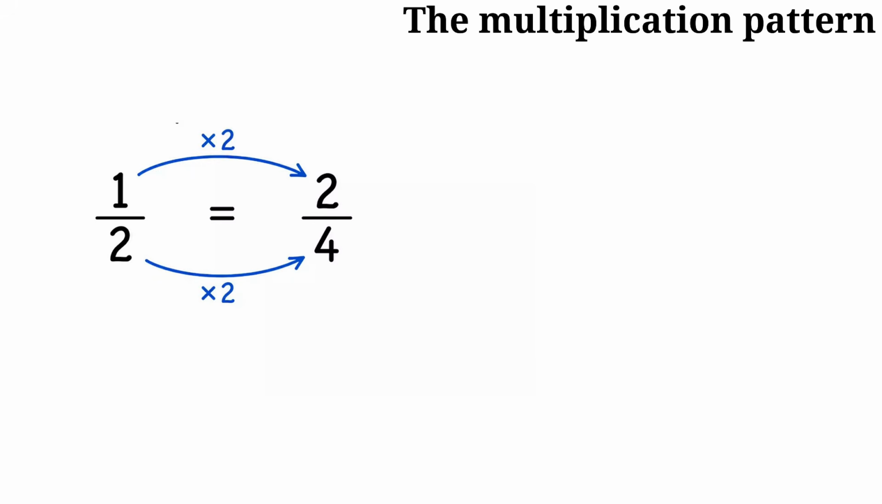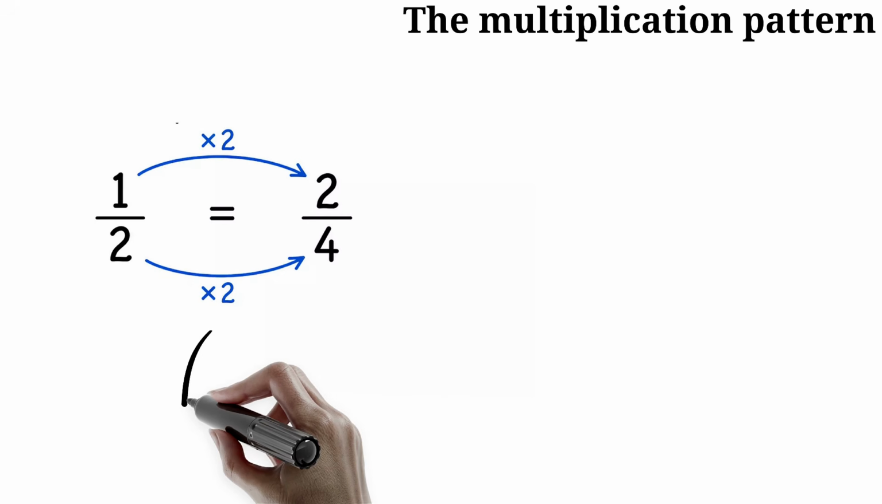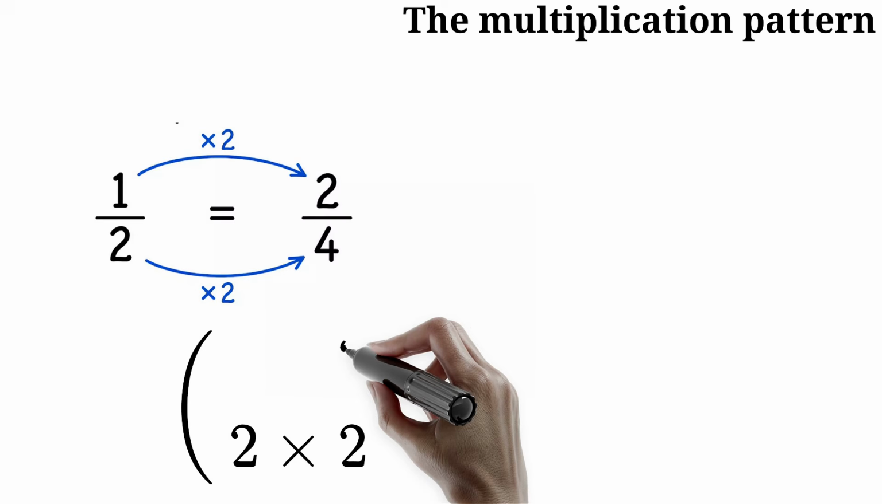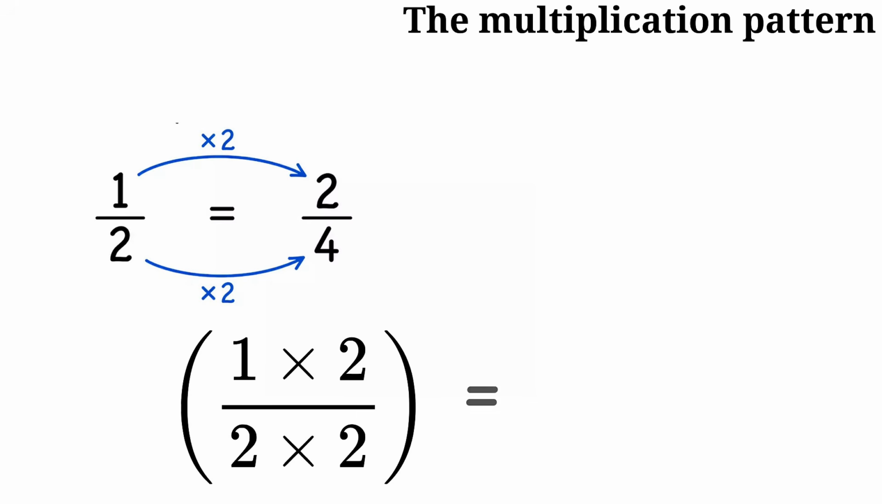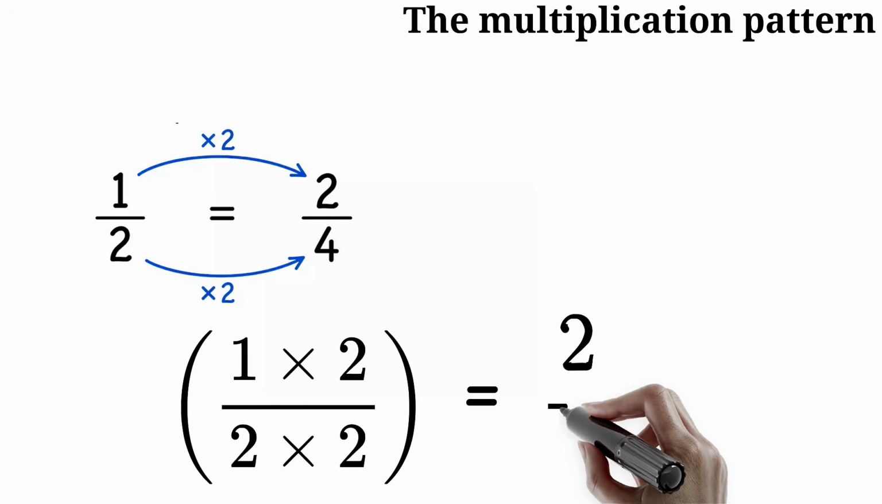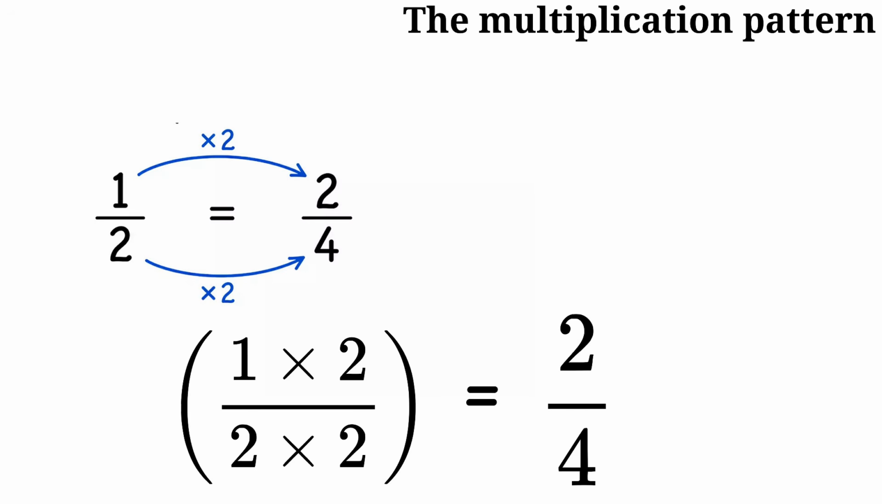Now let's look for a numerical pattern. To change 1/2 into 2/4, we multiply the numerator by 2. 1 times 2 equals 2. Then we multiply the denominator by the same number. 2 times 2 equals 4. The key is that we must multiply both the numerator and denominator by the same number. That keeps the fraction's value equal.